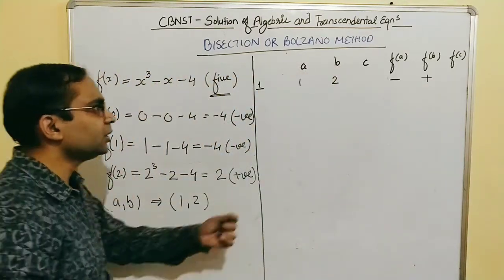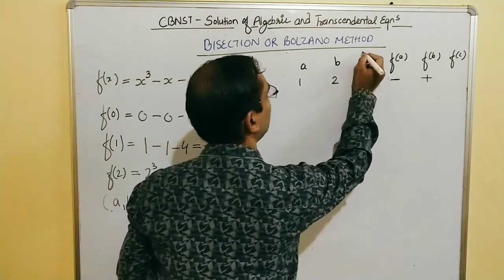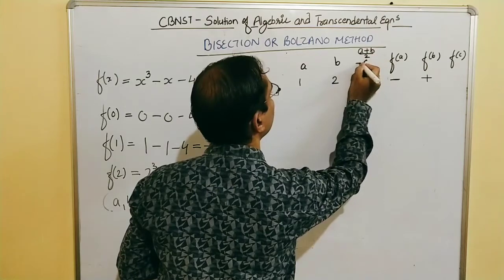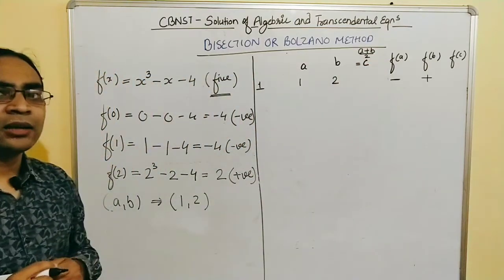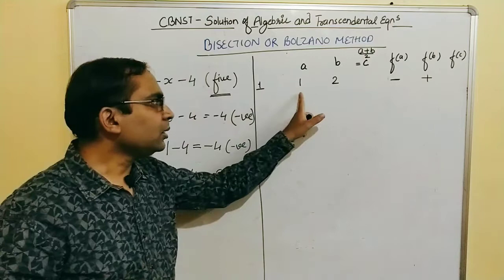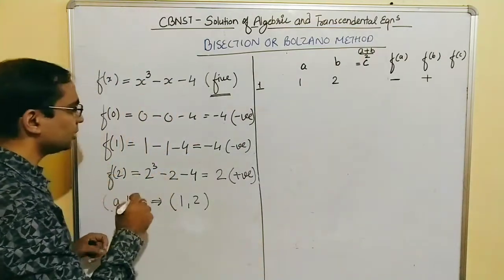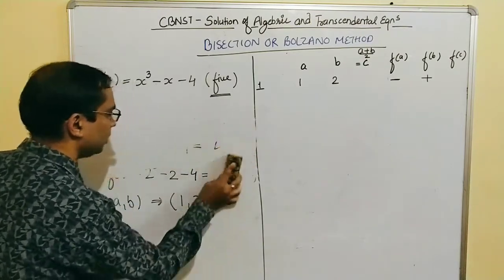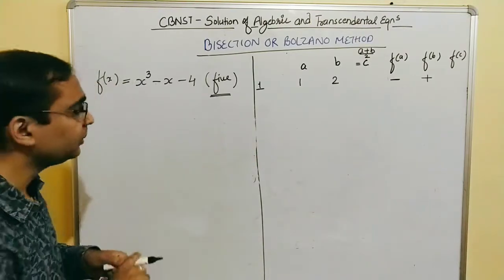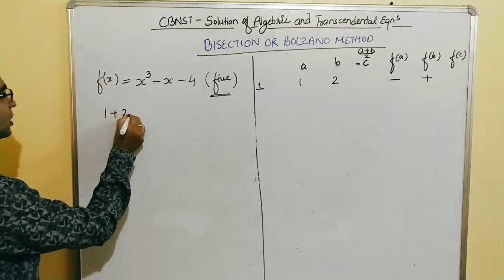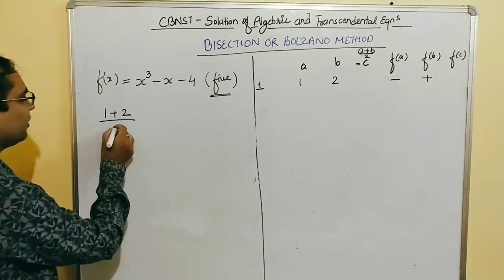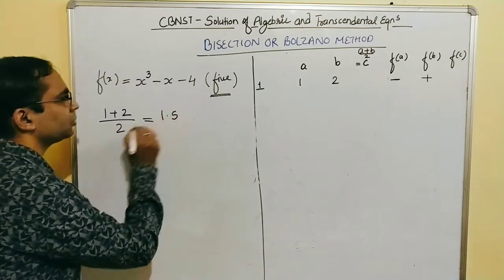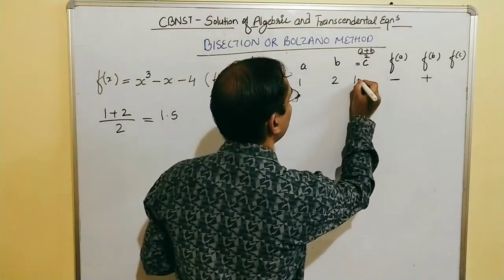Now we need to find this c. How can we find this c? The formula to find the first approximation is a plus b upon 2, which is equal to c. So how will we calculate c? c will be calculated by 1 plus 2 upon 2. Obviously we will be using a scientific calculator for this, so this becomes easier. So this is 3 upon 2, that is 1.5. So directly I can write that c is 1.5.